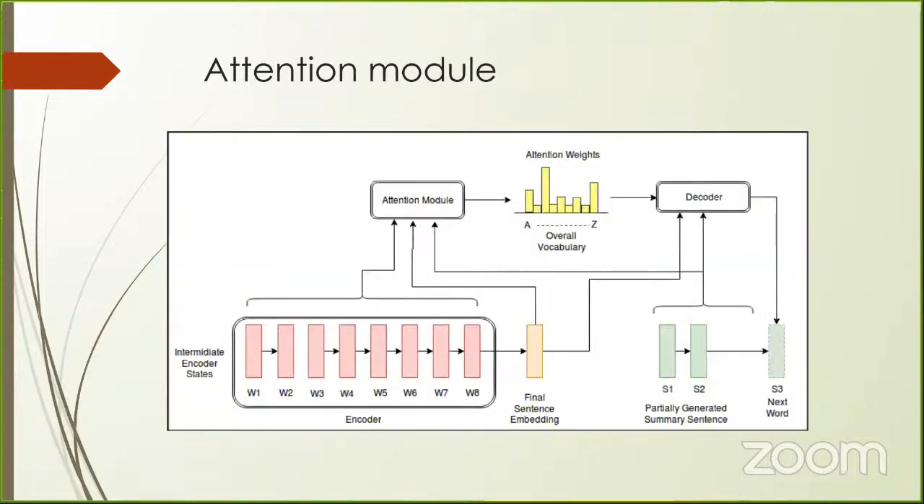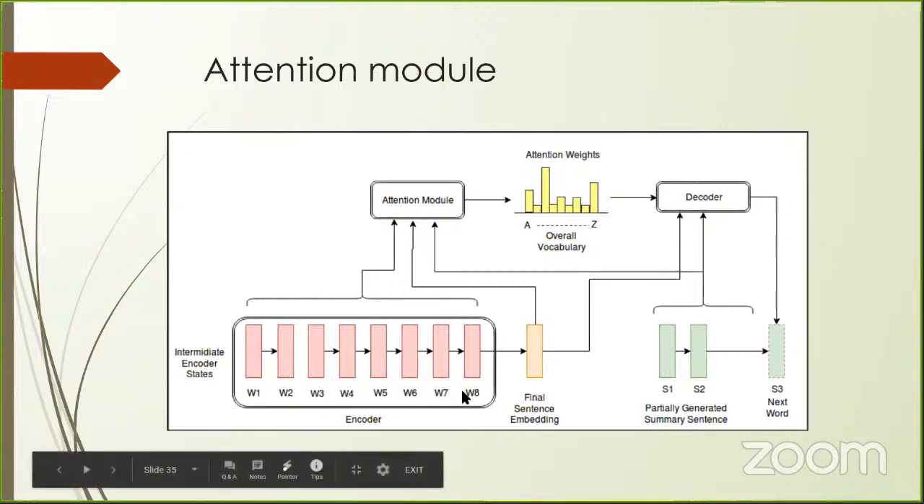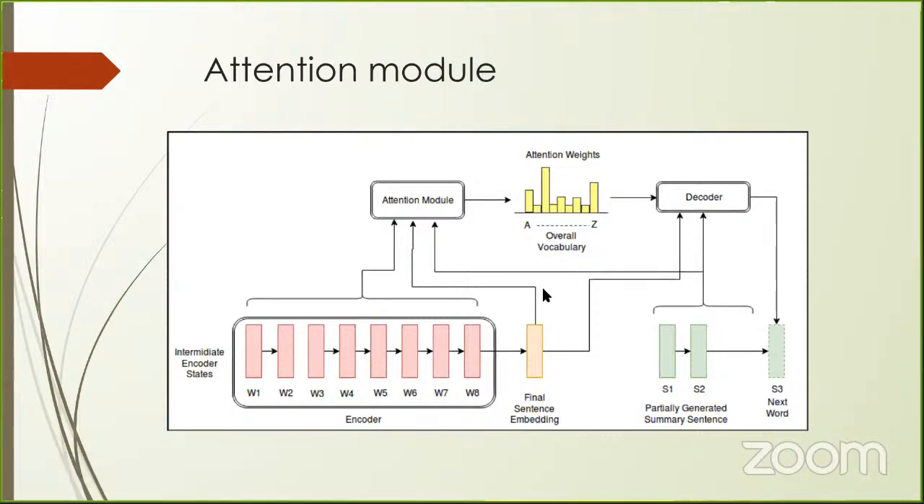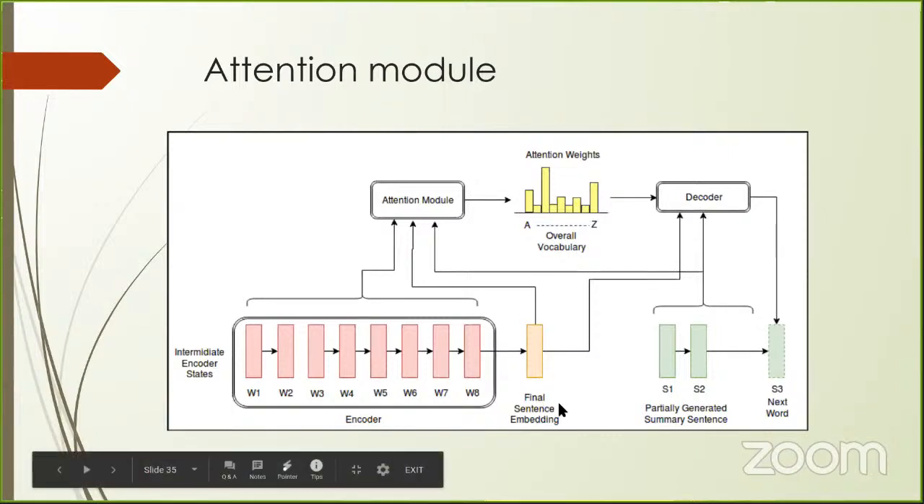Let's forget about the Russian example as well. Let's just look at this basic module, okay? We get some words W1 to W8. We generate a final sentence embedding out of it. Now, using this, we generate a partial summary. So we generate the first word. Then we again look at these 8 words and say, okay, this S2 should be my second word.